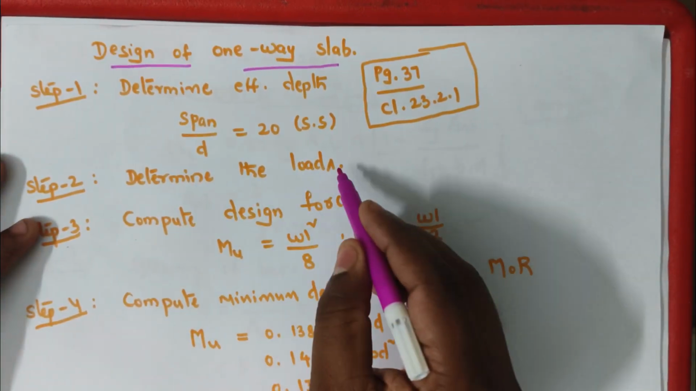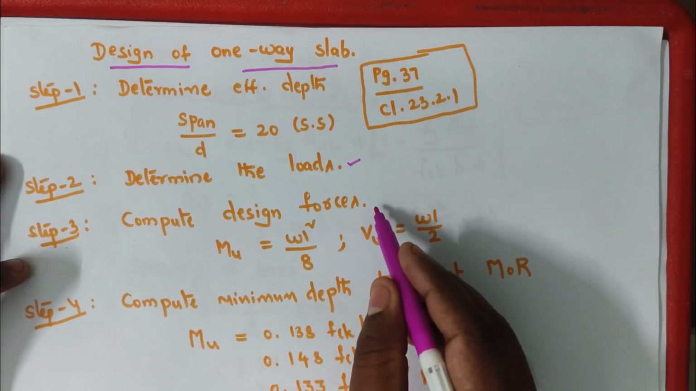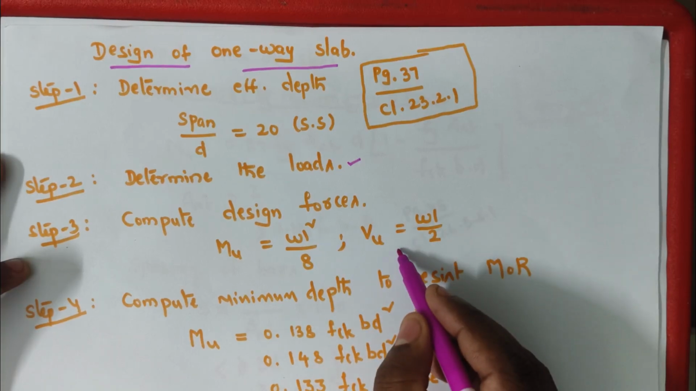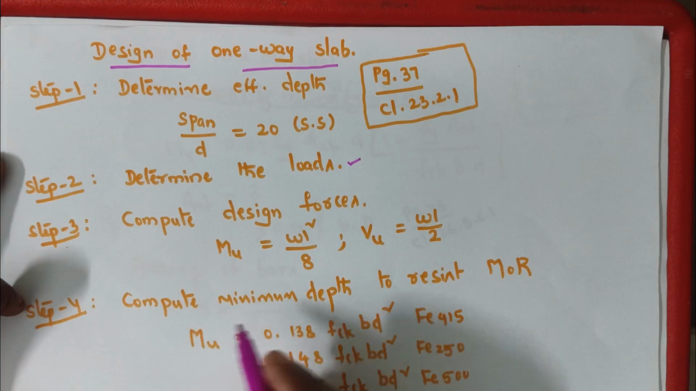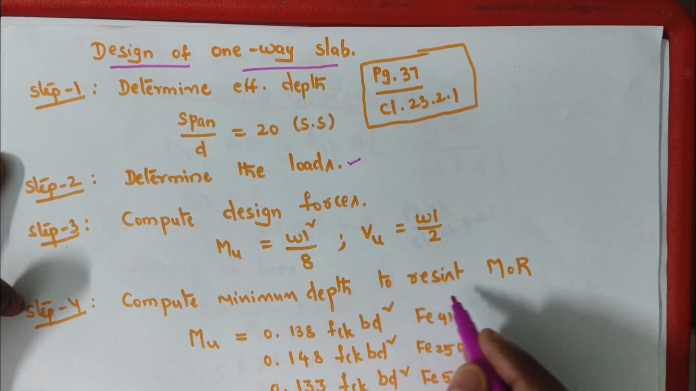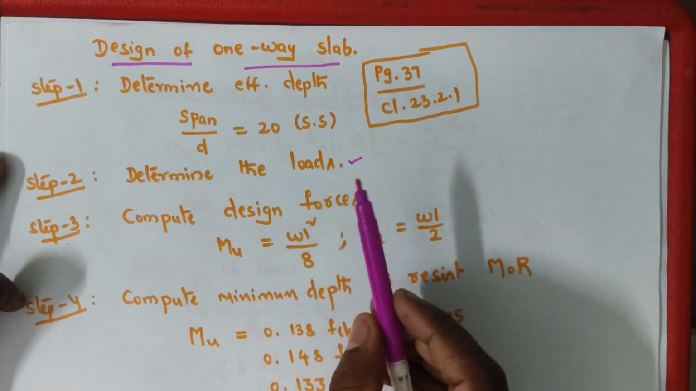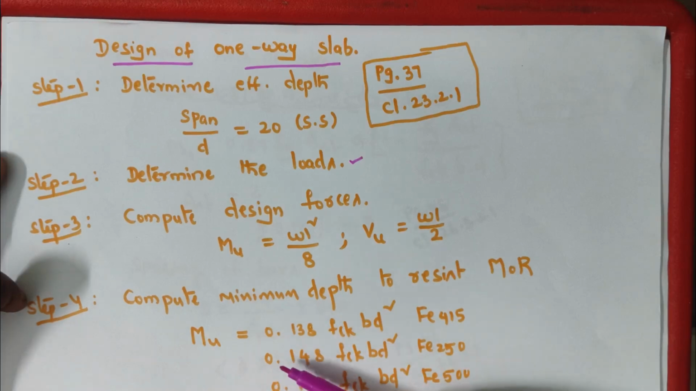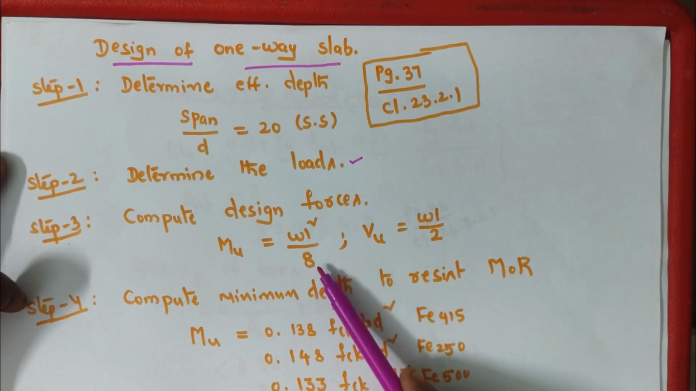Step number 2, determine the loads. Step number 3, compute the design forces. That is maximum ultimate bending moment WL square by 8 and shear force WL by 2. Step number 4, compute minimum effective depth required to resist the moment of resistance. Earlier, here we have fixed some depth. We need to check whether the depth is sufficient or not to resist this moment.